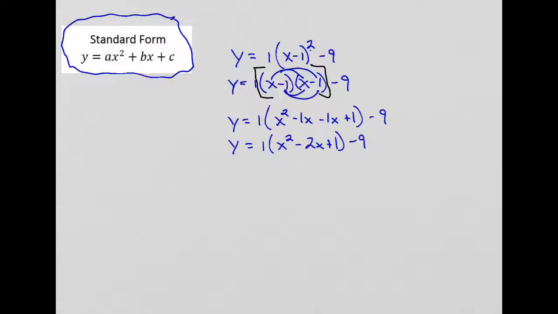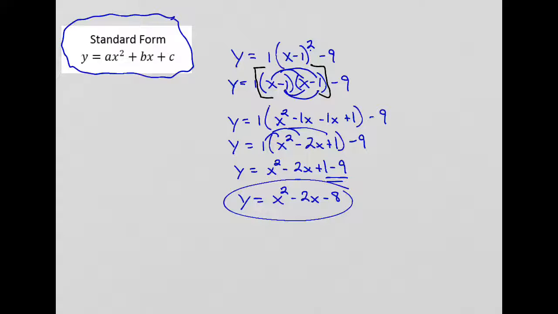And then I continue by multiplying all of my stuff on the outside by all of the stuff on the inside. In this case, it's just a 1, so nothing changes. And then the last piece is I'm going to combine my like terms there. So I don't have any parentheses left. I can do that. And my equation is going to be y is equal to x squared minus 2x minus 8.